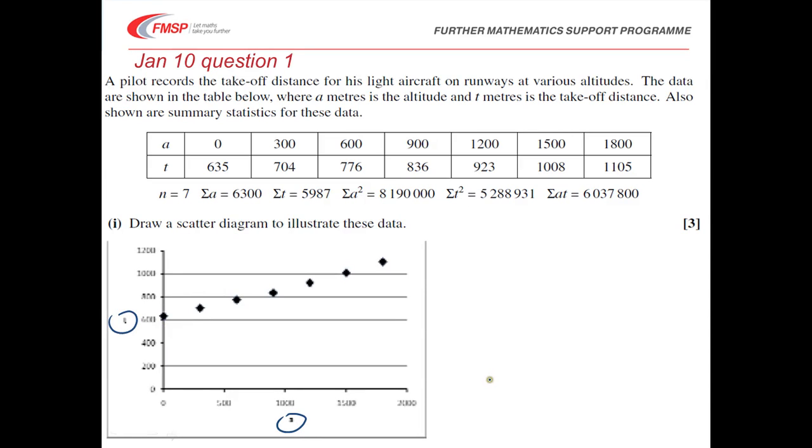Okay, so we get 3 marks for this. You get 2 graph marks for plotting the points, and another graph mark for labeling and stating your axes correctly.